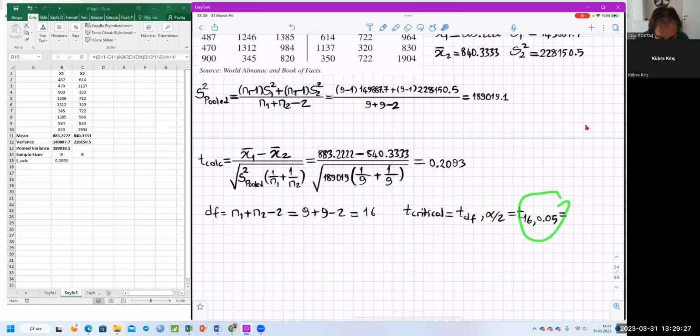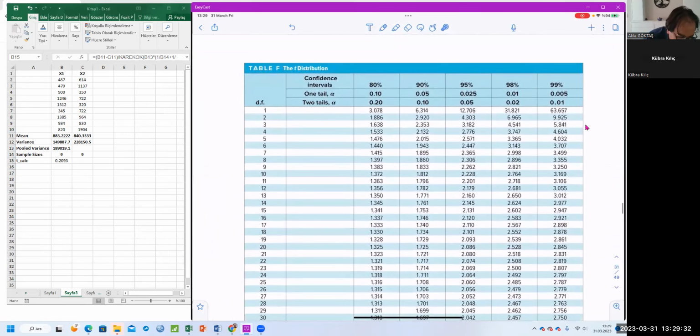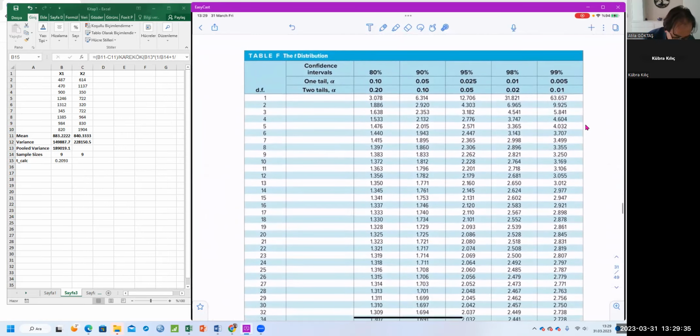So to find this value, I'll get you directly to the t table. That's the table using the t distribution, the critical value. The degree of freedom tells you that it's 16. And the alpha level of significance, which is 0.05 one tail or 0.10 two tail. So that's the column I will be using. This is the alpha, the degree of freedom. So the critical value is 1.746. That's the critical value.